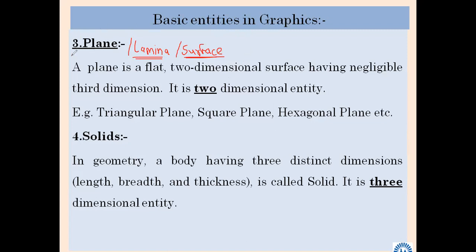So what are the different names of plane? This is most important. These words are going to come in problem statements once we are going to solve problems, like for line. So it may be called lamina, it may be called surface. Such words are going to come. Will you remember this? Lamina, surface, plane is nothing but one and the same. It has only two dimensions.